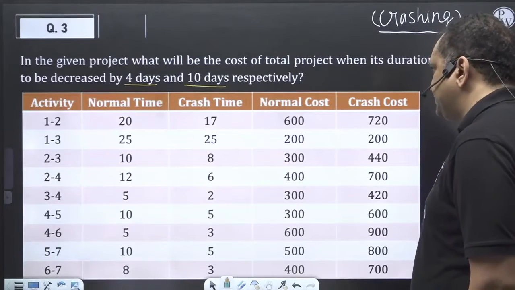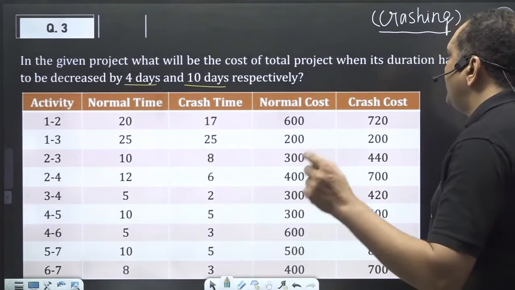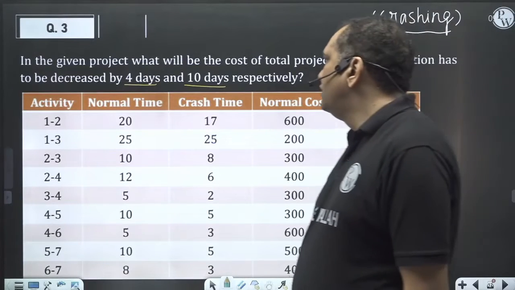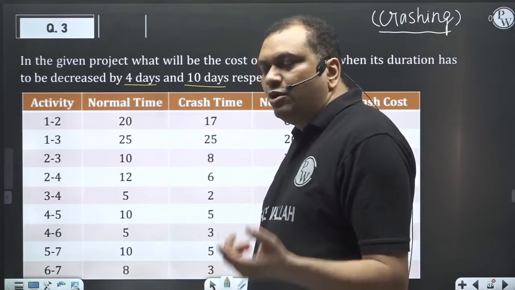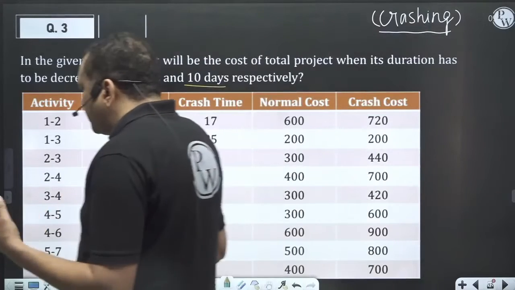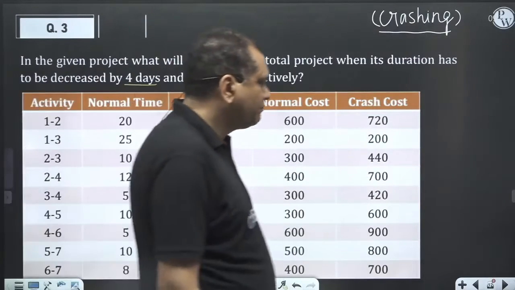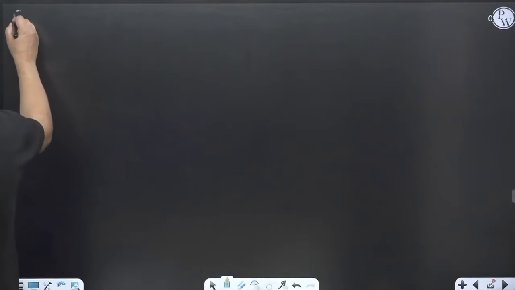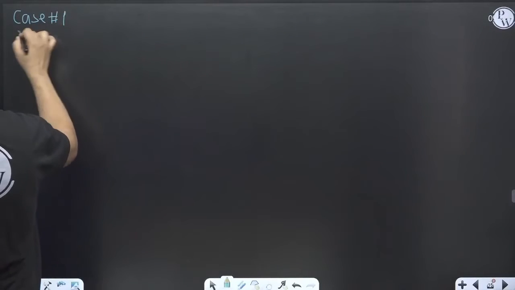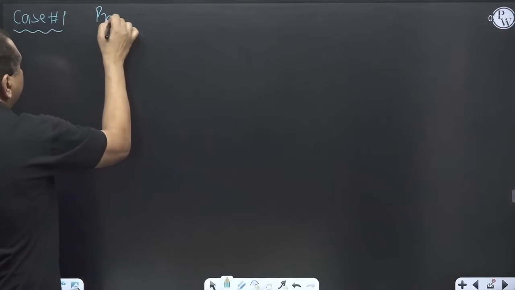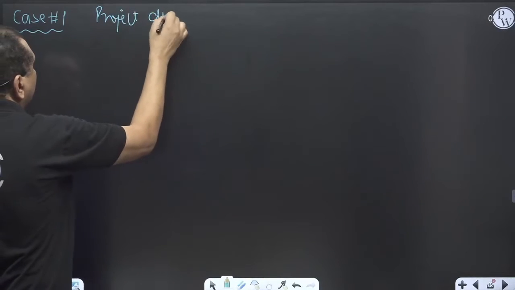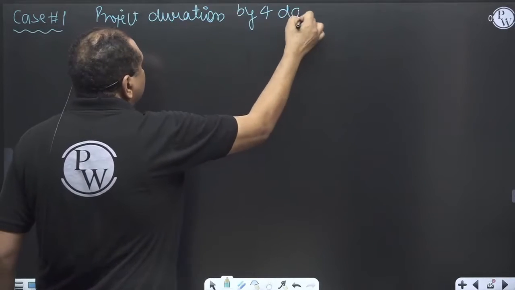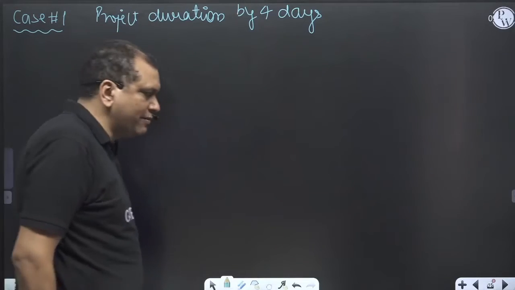Now, what does the question say? What will be the cost of the total project when its duration has to be decreased by 4 days? 10 days I will take up later. First of all, what will happen when the project duration is decreased by 4 days? So case 1. I want to decrease the project duration by 4 days. So that is my first problem.